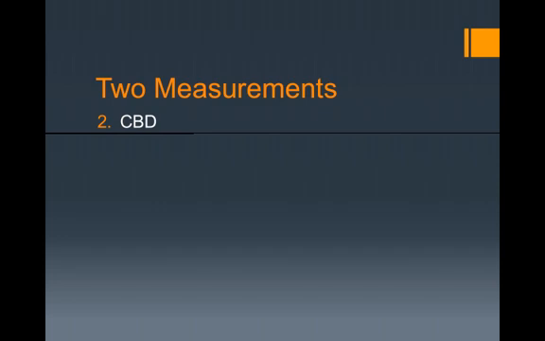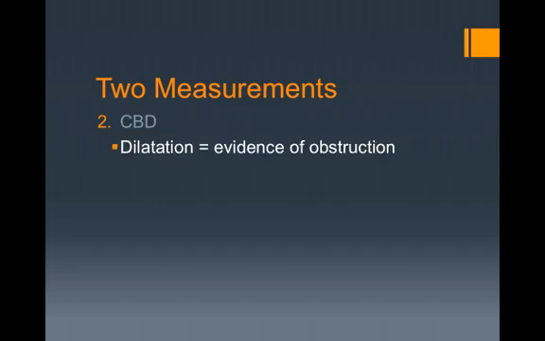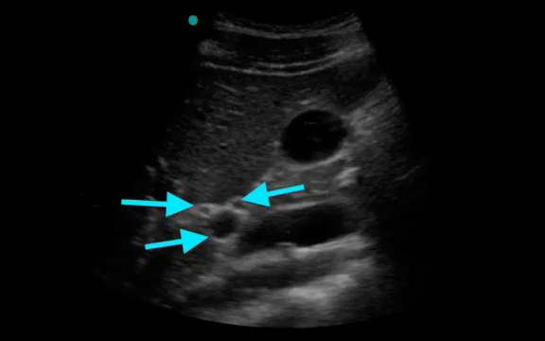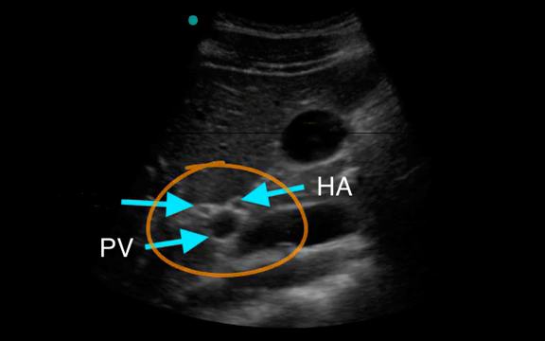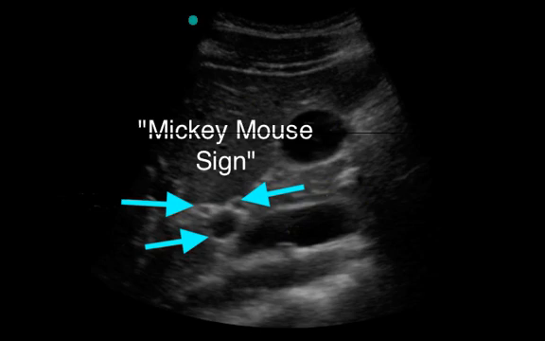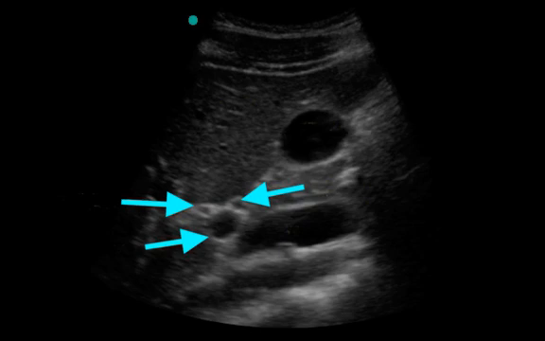The second measurement in which we are interested is the diameter of the common bile duct, as dilatation is evidence of obstruction. As we have seen already, the common bile duct is most easily identified through its anatomical relationship with the hepatic artery and the portal vein in the short axis. Together, they form the portal triad and are easily recognized as the Mickey Mouse sign. The common bile duct and hepatic artery form Mickey's ears, with the indicator directed toward the patient's right. The right ear will be the common bile duct, and the left ear the hepatic artery.